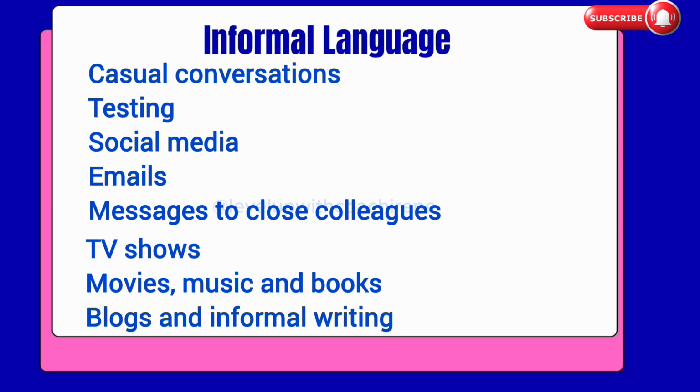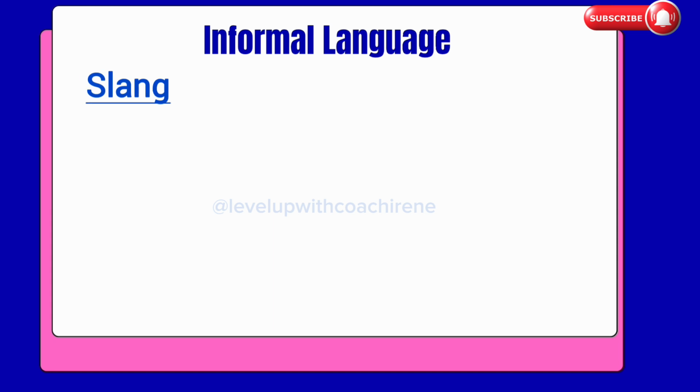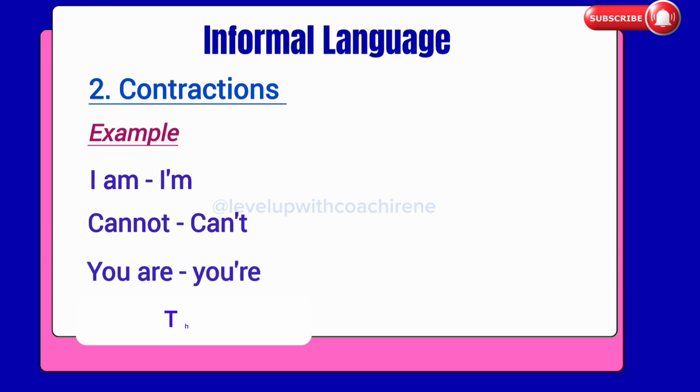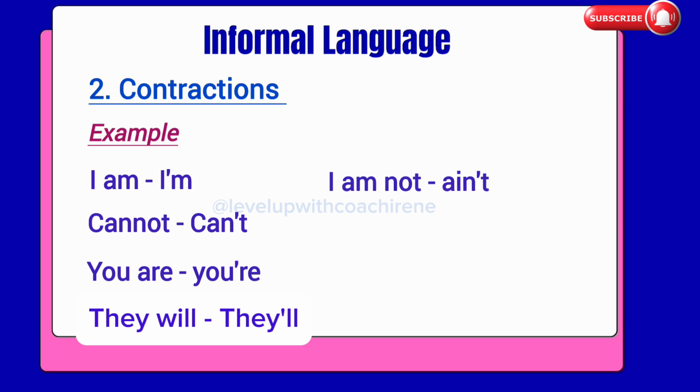For now, let us look at the different forms of informal language. They include slang, for example, lit, cap, goat, like we saw earlier. Number 2, contractions. Contractions shorten two words into one to make speech and writing more casual. For example, I am becomes I'm. Cannot becomes can't. You are becomes you're. They will becomes they'll. I am not becomes ain't.